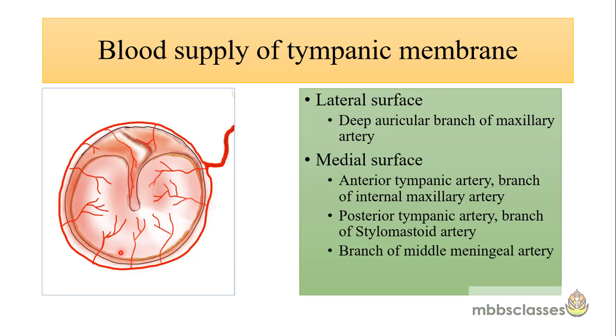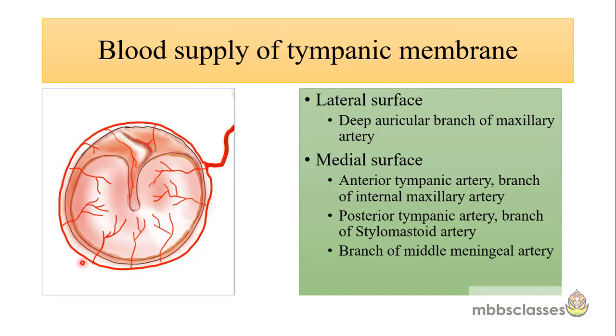As you can see here, these arteries form a vascular ring around the tympanic membrane. They basically form a plexus around the tympanic membrane. These vessels run circumferentially, and from the circumference they give multiple vessels radially. So these vessels have a radial arrangement. These are the radial branches.